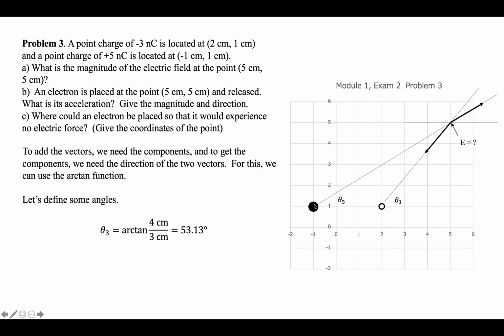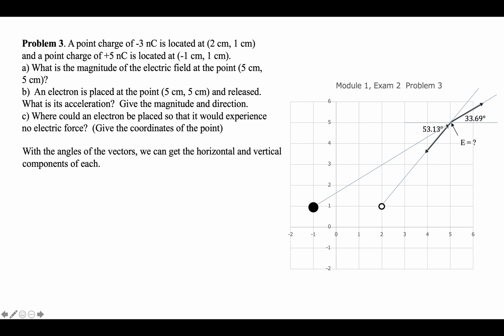Now theta 5 is the arctangent of 4, the opposite side, divided by 6, the arctangent of 2/3, which is 33.69 degrees. So now we can go up here. This angle, theta 3, is the same as this angle, and theta 5 is this angle right here, so that's 33.69 degrees. So now we have the angles the vectors make with the horizontal. With the angles, we can get the horizontal and vertical components of each of the two vectors. We'll start with the field from the minus 3 nanocoulomb charge, which is this vector right here.